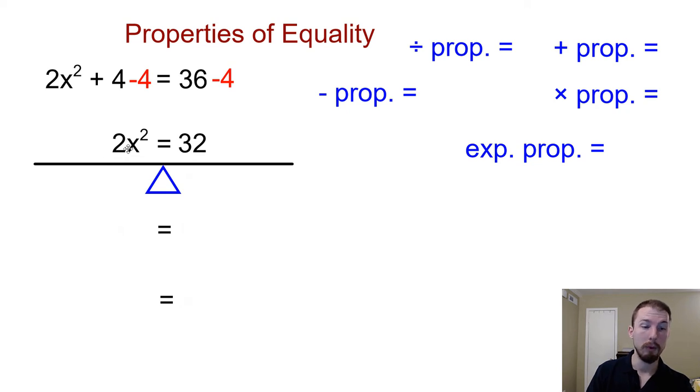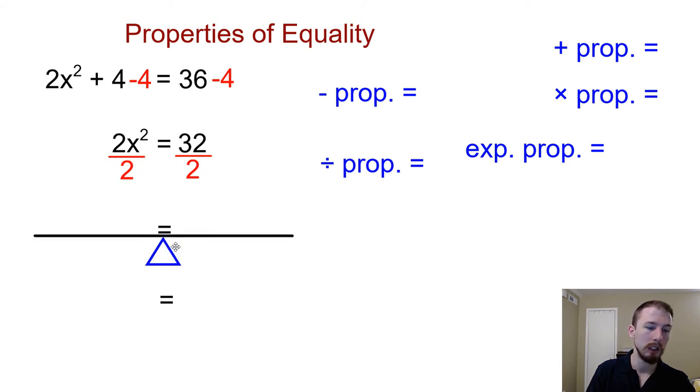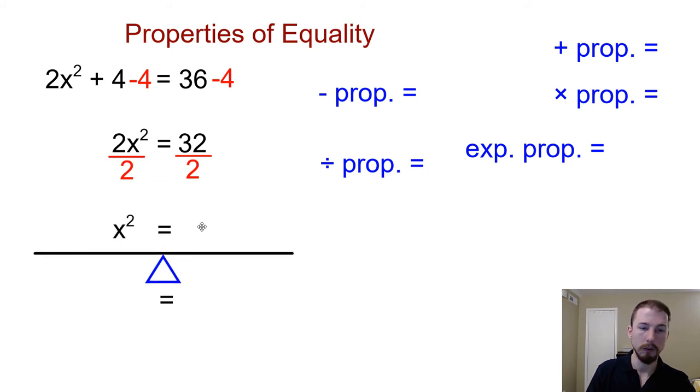The next step would be to get rid of this multiplication of 2. We undo multiplication with division. If I cut both sides in half, that's going to be the division property of equality. Or if you're multiplying it by 1 half, you could also say the multiplication property of equality, which is going to leave us with x squared is equal to 16.